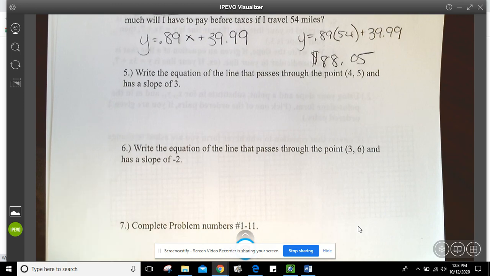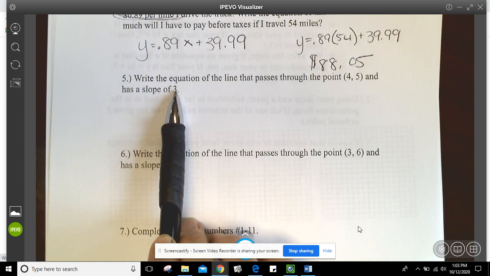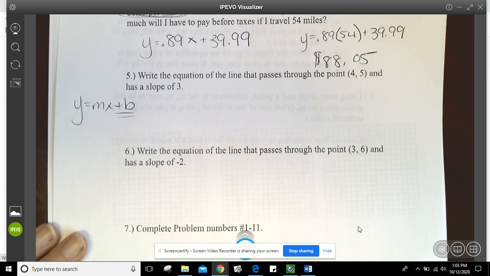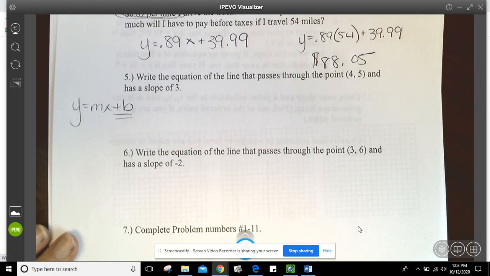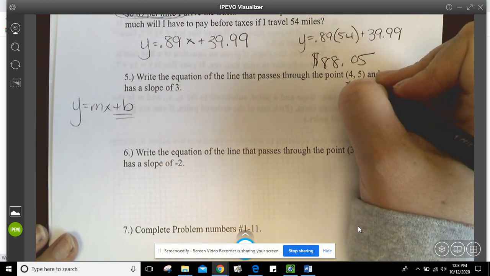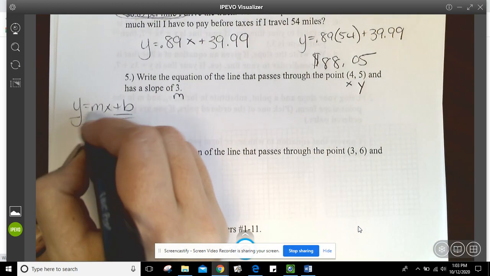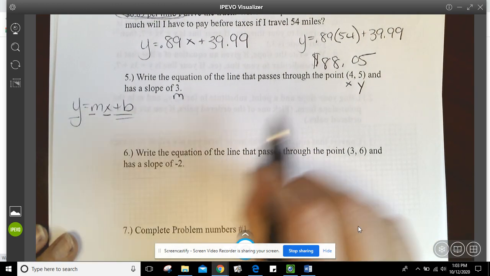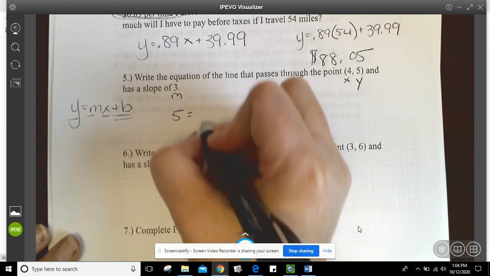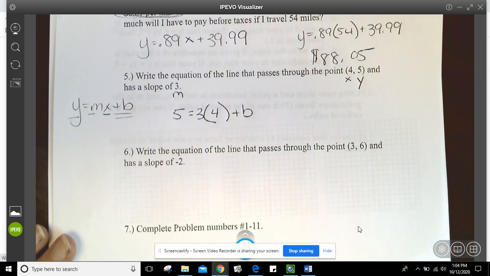All right, for number 5, it tells you that it passes through the point (4, 5) and has a slope of 3. So I can't go right to y equals mx plus b because I don't know what my y-intercept is. What you're going to have to do is plug in 4 for x, 5 for y, and then 3 is my slope. So I'm going to plug in for y, m, and x, and then solve for b. My y is 5, my slope is 3, and then my x is 4. I don't know what my y-intercept is yet. That's what I have to solve for.